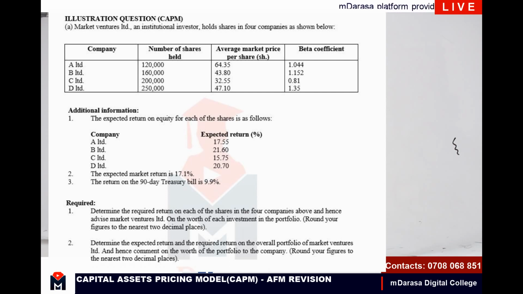Then note 2, we are told that the expected market return is 17.1%. Then we are also told that the return of the 90-day treasury bill is 9.9%. Once I'm given that, of course, we should always recall the concept to do with what? The risk-free rate.